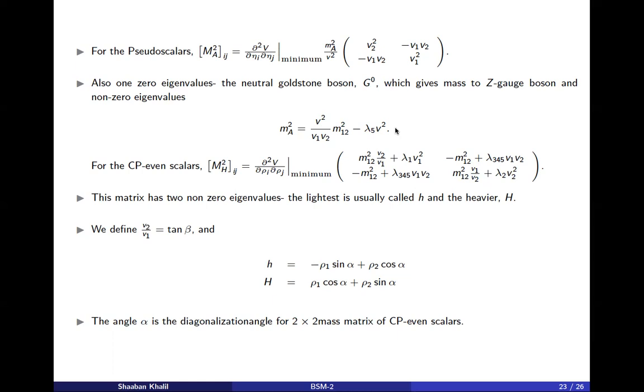So if α is small, then the light standard model-like Higgs h will be mainly coming from ρ2, for example, and H coming from ρ1. If α is large, close to π over 2, then the sine will be dominant and h will be coming from ρ1, or a combination if it is π over 4, so both can contribute to h and H. Okay, in principle, everything could be aligned.